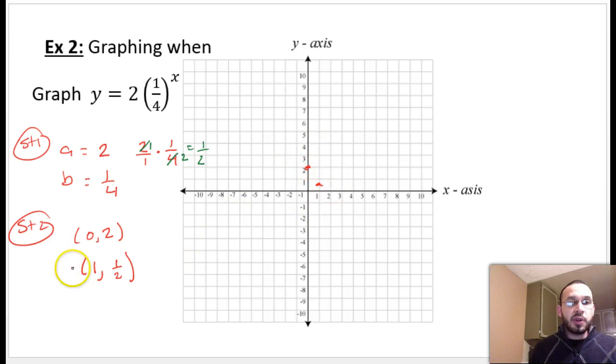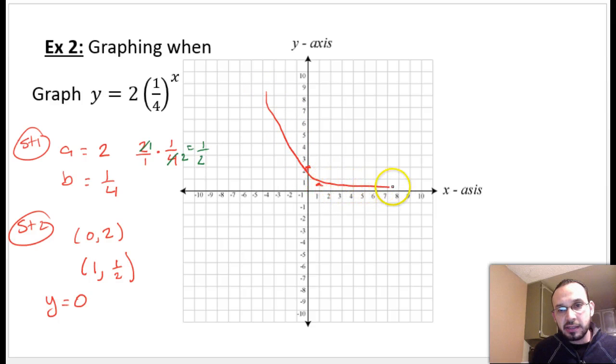Again, since we don't have a k value, our asymptote is at y is equal to 0. Or in this case, it's just going to be our x-axis. So we're going to get very, very close, but we're not going to touch. So let's go ahead and draw our curve the best that we can.